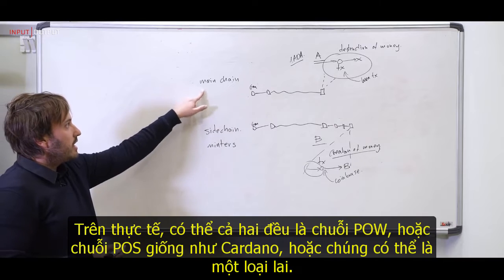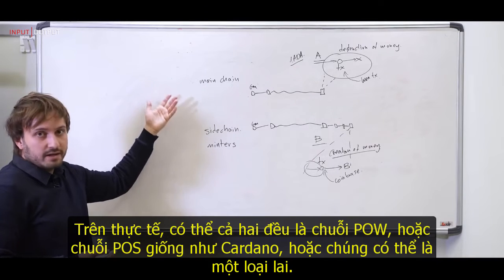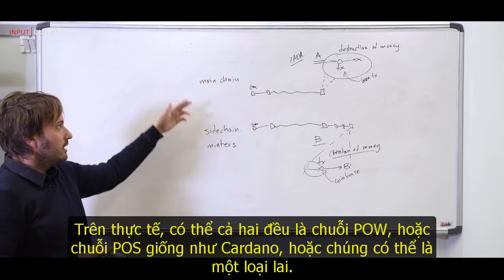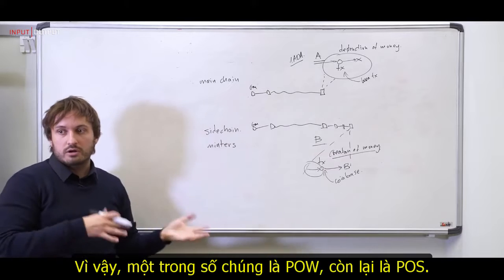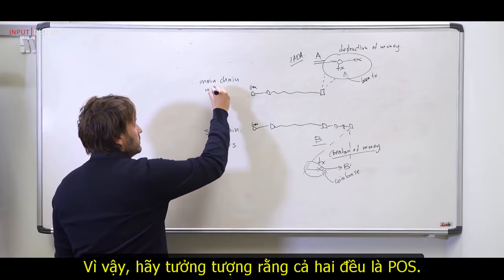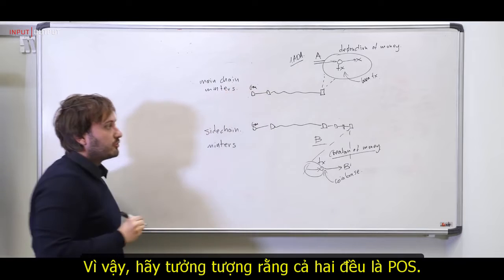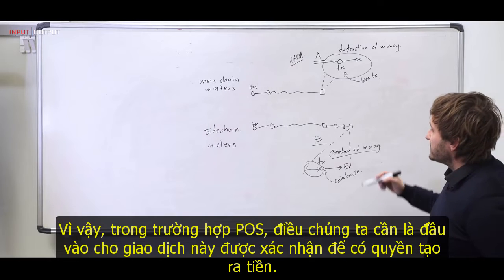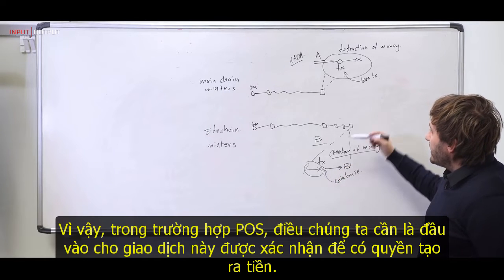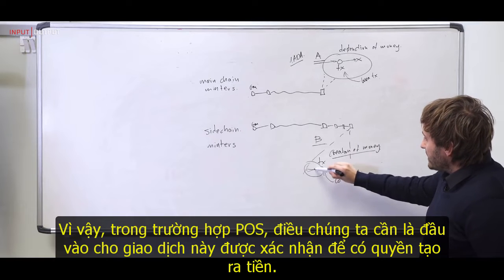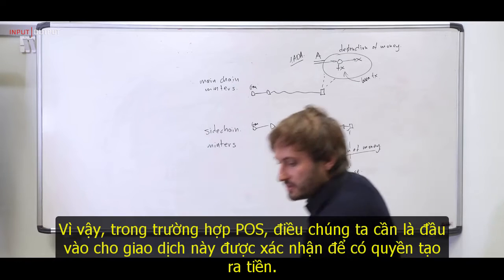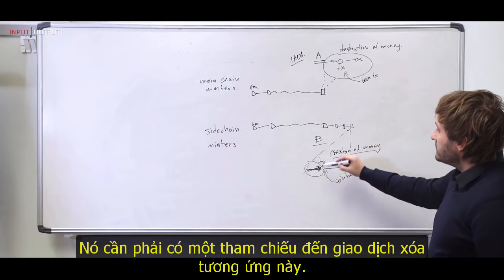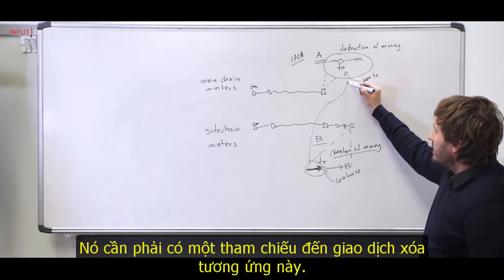Actually, it could be that both of these are proof of work chains. It could be that they're proof of stake chains, like Cardano is, or they could be hybrid. So one of them could be work, the other could be stake. So let's imagine that we have a proof of stake in both. So in the case of a proof of stake, what we need is that this input to this transaction is confirmed to be a rightful creation of money. So it needs to have a reference to this corresponding burn transaction.